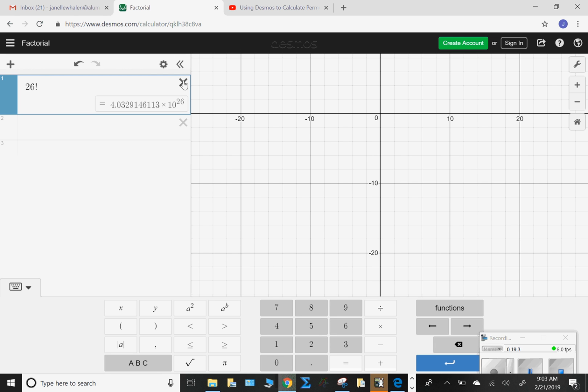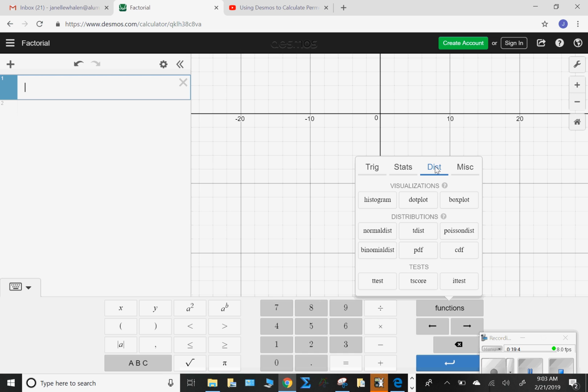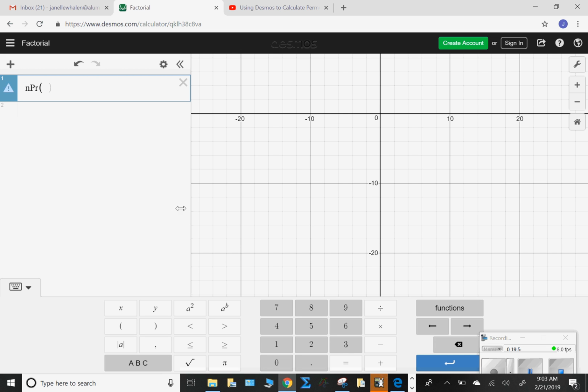With Desmos, you're going to come over here to functions. Now, Desmos is a little bit nicer. And up here, notice we have trig functions, stat functions, distribution functions, miscellaneous functions. We're just going to stick with the stats right now. Stats, and notice down here is our NPR. I press this. It gives me NPR, but this is a little bit nicer because now I can tell it I want 26 objects taken 5 at a time, and it gives me my answer.